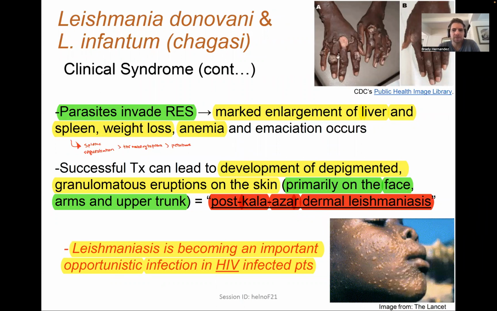And it could lead to these gnarly rashes and skin lesions.